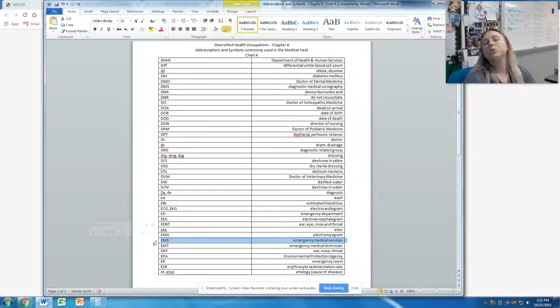EMS, this is emergency medical services. So this is pre-hospital care. This includes EMTs, paramedics, first responders. It could also be firefighters, emergency medical dispatchers, right? All these people provide emergency medicine to the public. Okay.